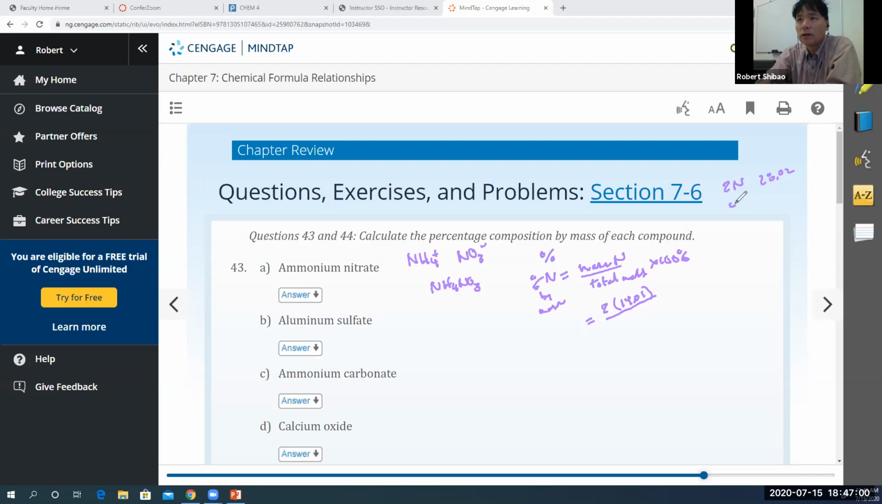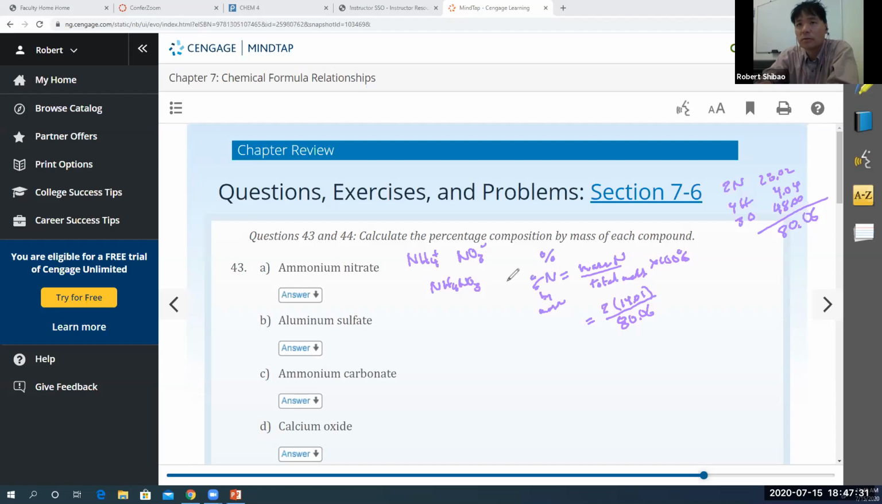Then I have 4 hydrogens, 4 times 1.01 is 4.04. Then I have 3 oxygens, 3 times 16 is 48.00. And so it comes out to 80.06. The total mass of ammonium nitrate is 80.06 grams or u, depending on whether you're looking at it per formula unit.